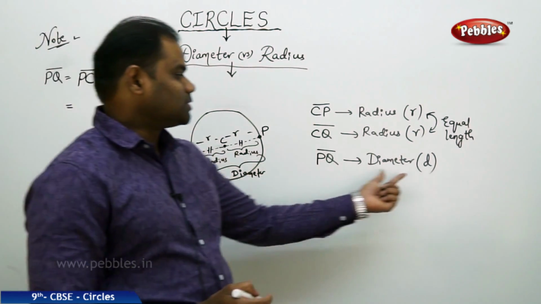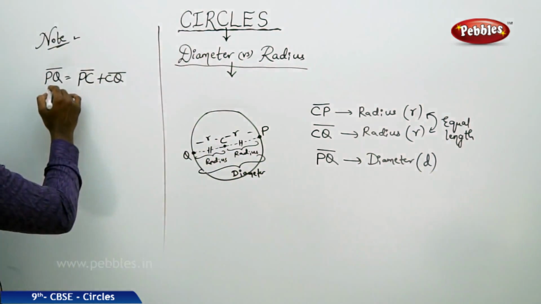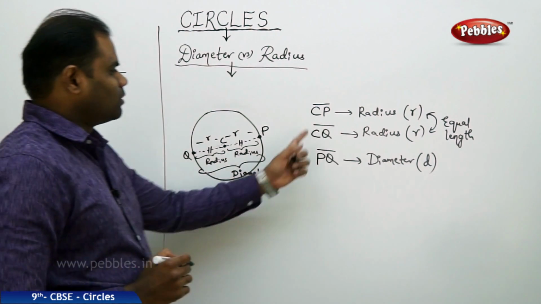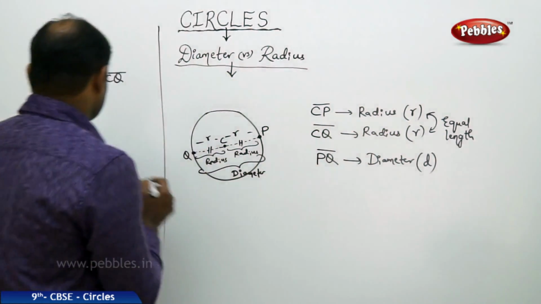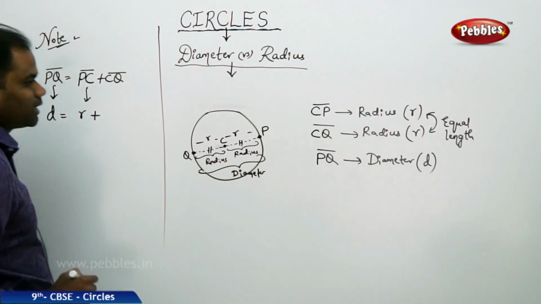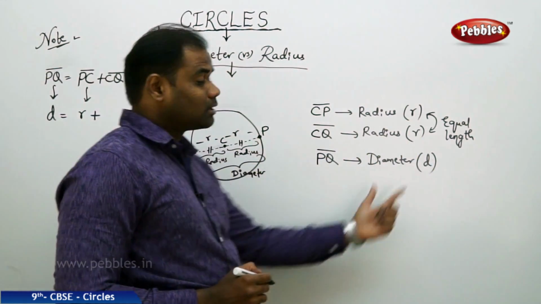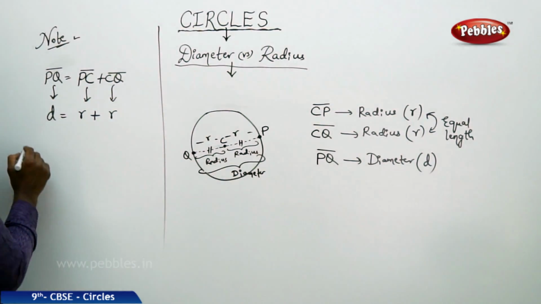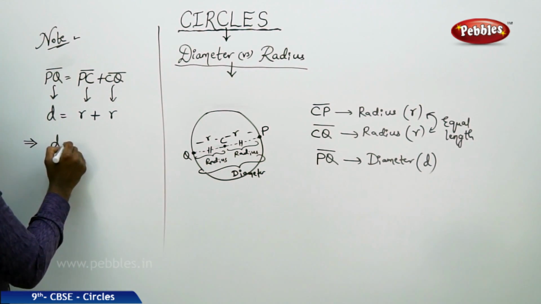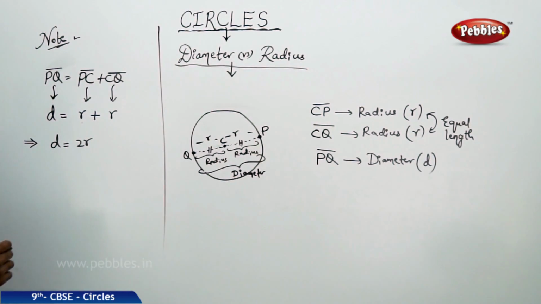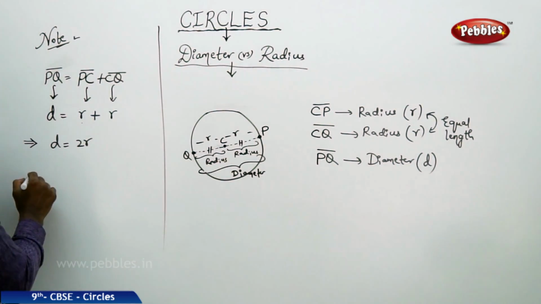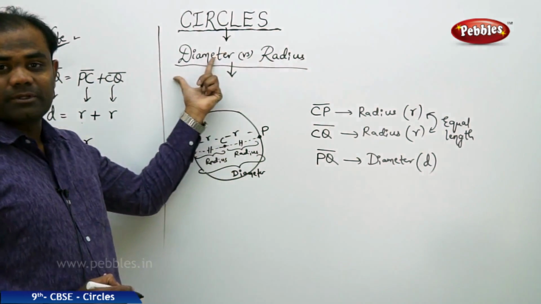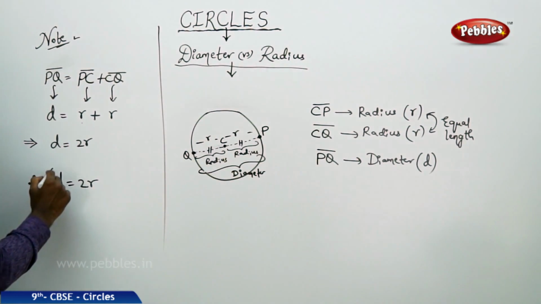So my PQ, which is d, is substituted by d in place of PQ. And then my PC or CP is clearly the radius, which is r. And again, my CQ, which is radius r, is substituted by r, which on further simplification gives me d equals r plus r, which is 2r. So I find that there's a relation which connects the radius with the diameter, that is d equals 2r.